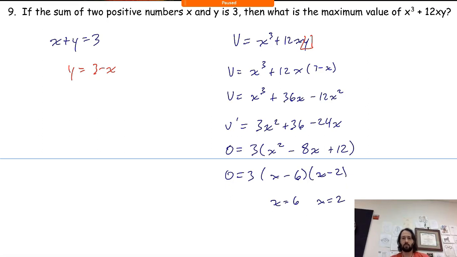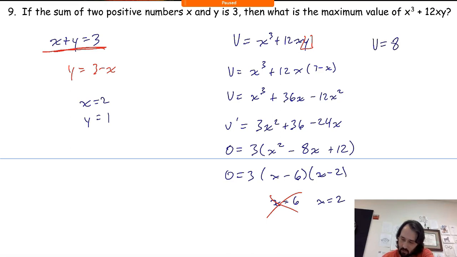However, I know one of these is my only solution. My only solution would be 2, because they have to sum and both be positive and be 3. So that means x must be 2 and y must be 1. So the maximum value of this would be 8 plus 12 times 2 times 1 plus 24. So the max value that I could have for this thing would be 32.